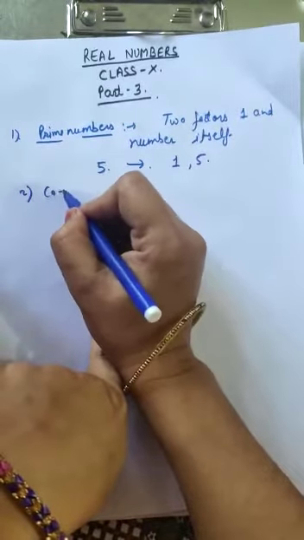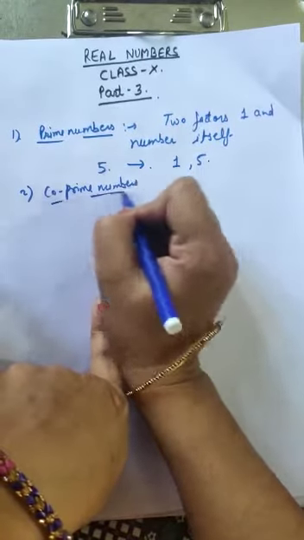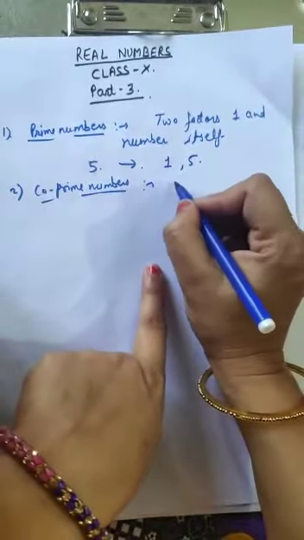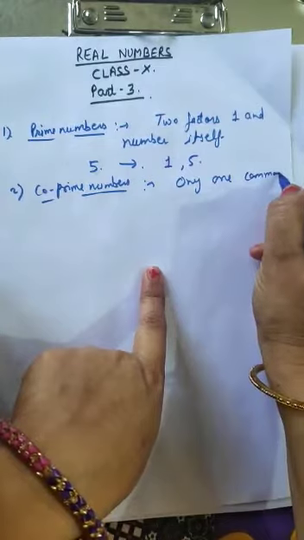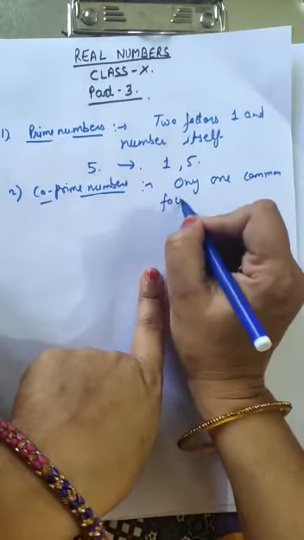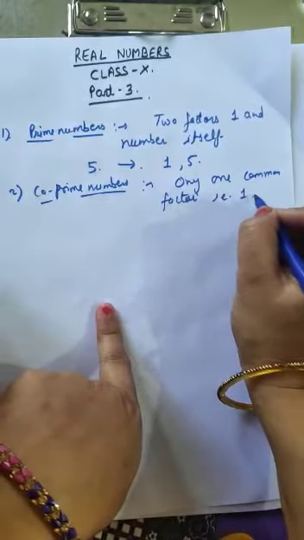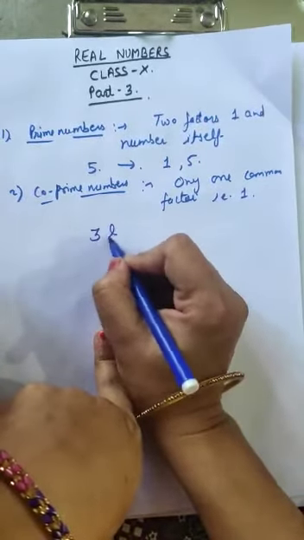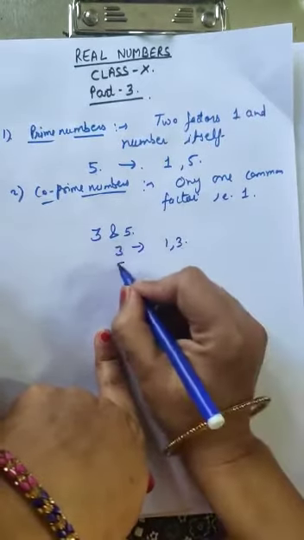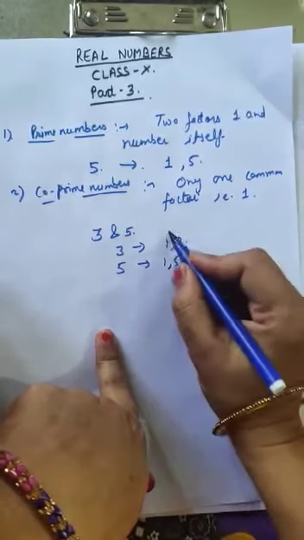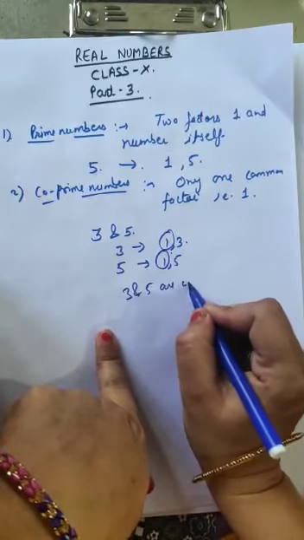Second is co-prime numbers. Co-prime numbers are those which have only one common factor, and that is 1. For example 3 and 5. Factors of 3 are 1 and 3. Factors of 5 are 1 and 5. And the common factor is only 1. Therefore 3 and 5 are co-prime numbers.